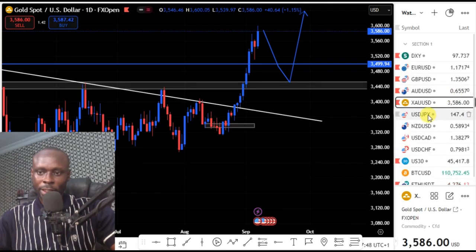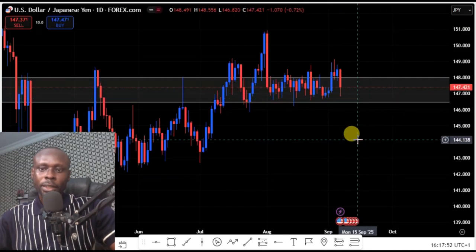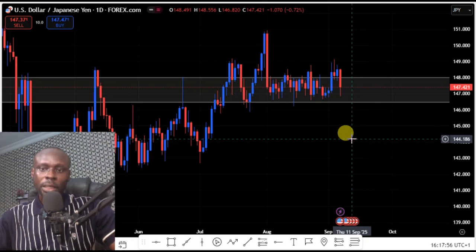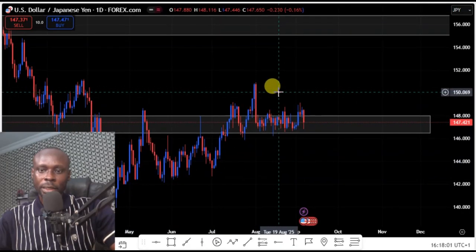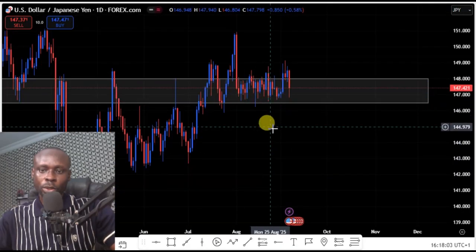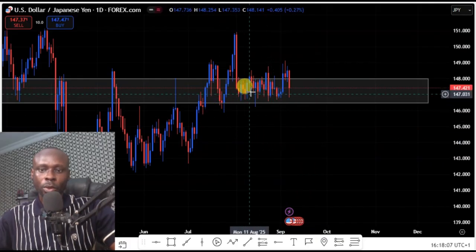So let's look at our next pair, which is the USDJPY. USDJPY on my daily chart still remains in consolidation. You can see that price has had a series of higher lows for a long period now. Then after that series of higher lows, which is an uptrend structure, price has been in a range. So long price has been in this range.